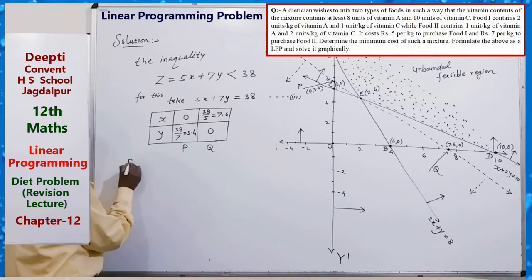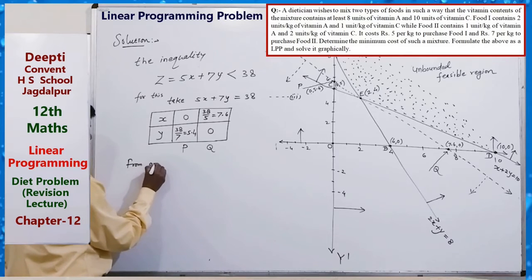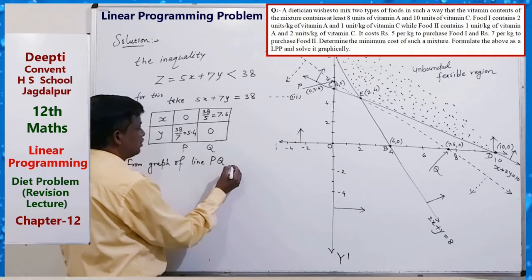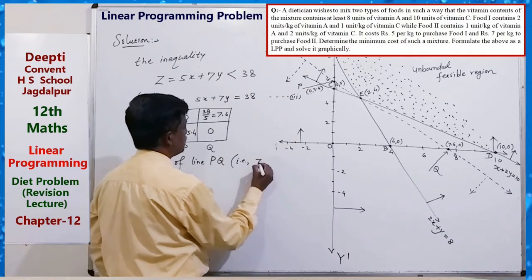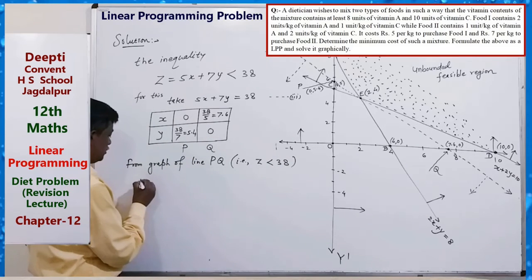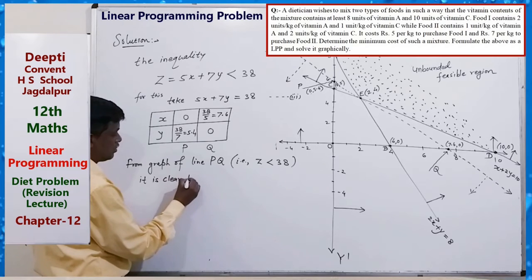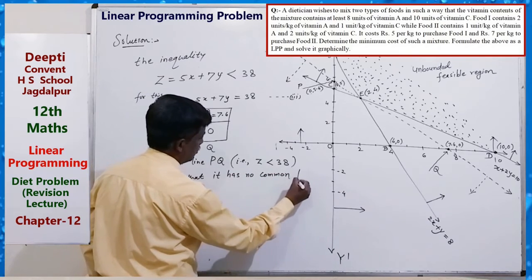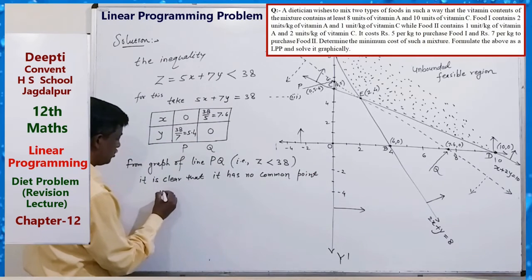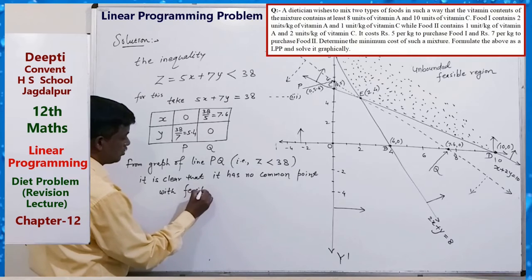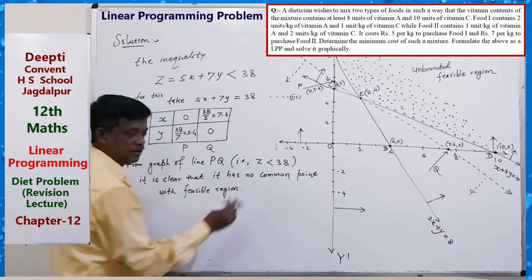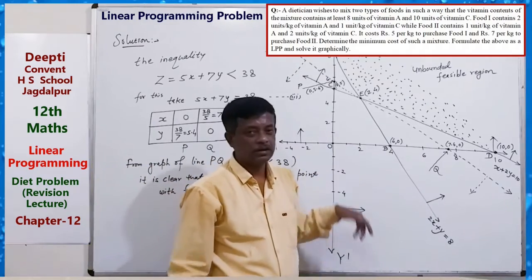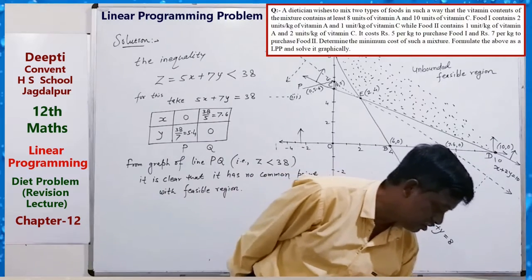From the graph of line PQ, that is Z less than 38, it is clear that it has no common point with the feasible region. Here the feasible region is unbounded, and the graph of this line inequality solution has no common point with the feasible region.